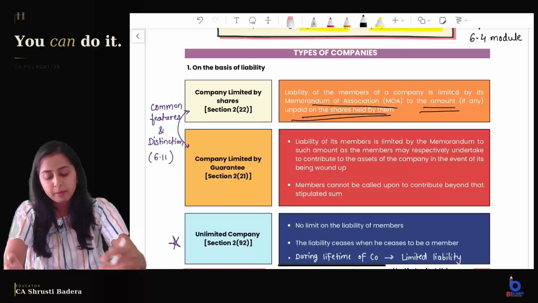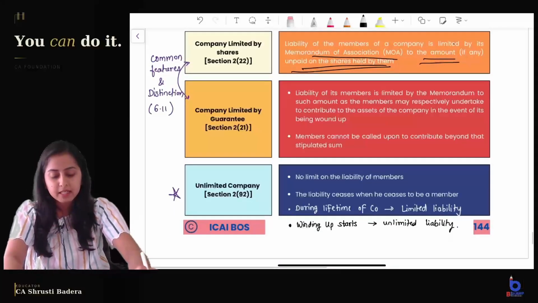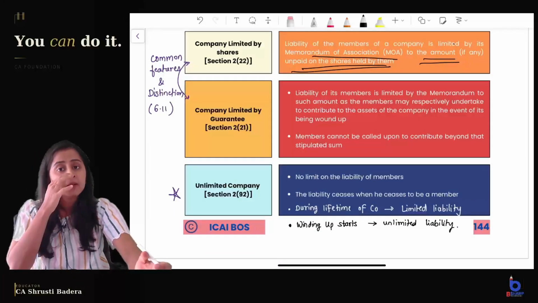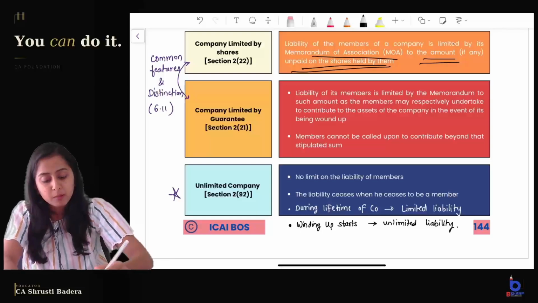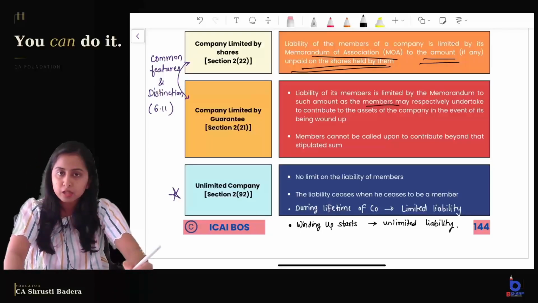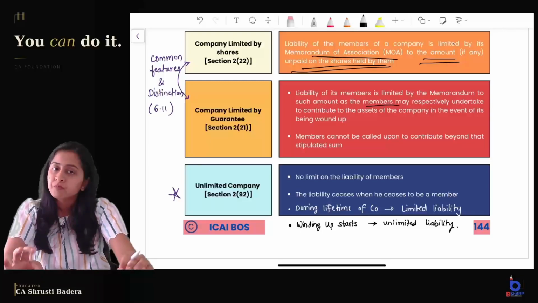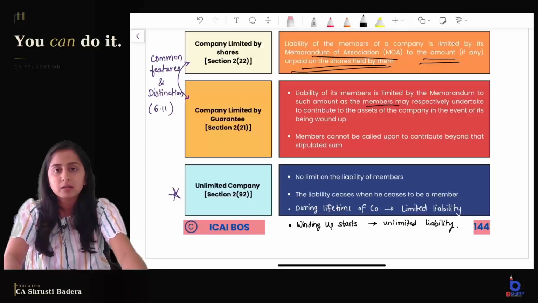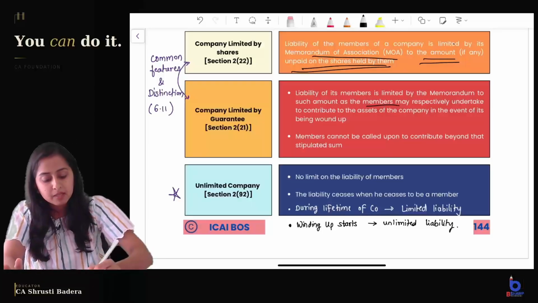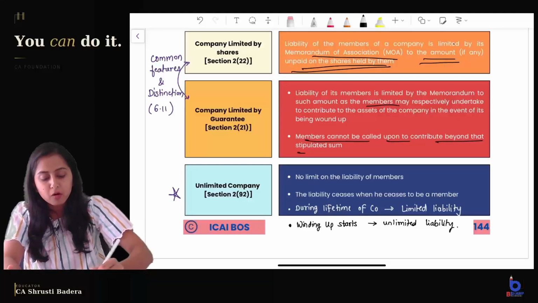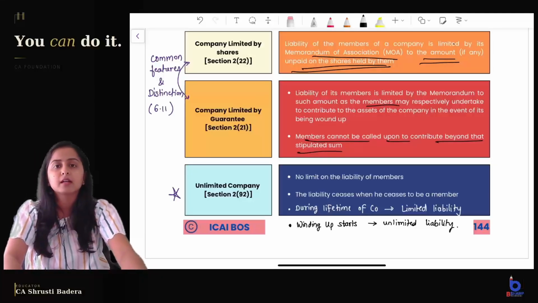In the case of company limited by guarantee, the liability of member is also limited, but it is limited up to the amounts which the member has undertaken to contribute to the assets of the company in the event of the company being wound up, and this liability is limited by memorandum. Members cannot be called upon to contribute beyond the stipulated sum, that is beyond the guaranteed amount which they have given in the memorandum.